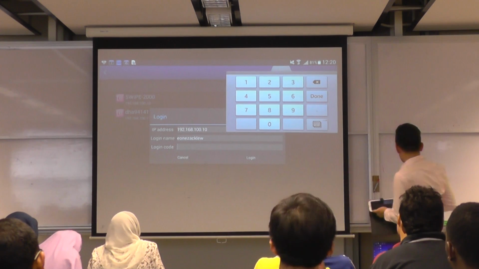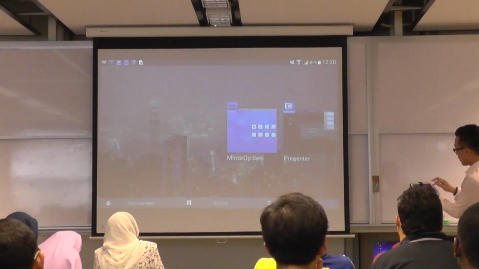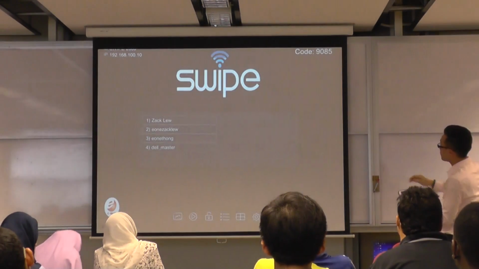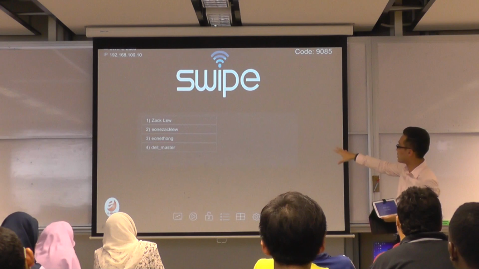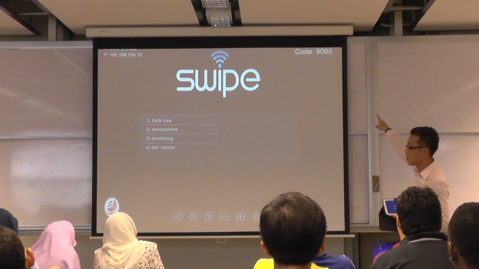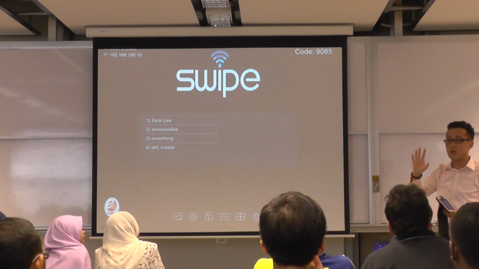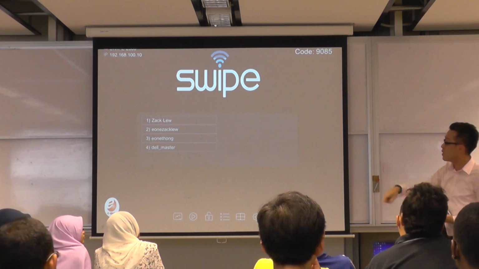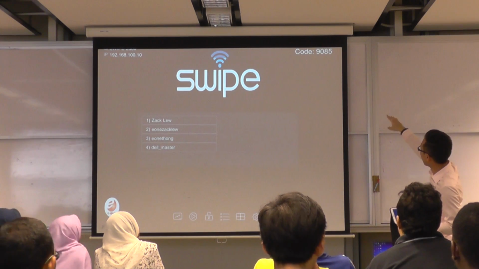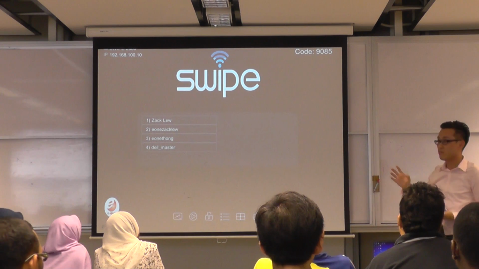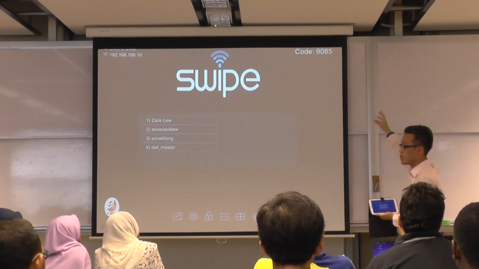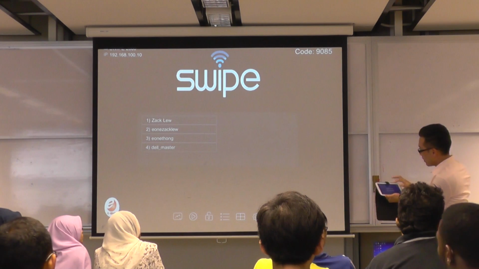So where can you find this login code? Alright, ladies and gentlemen, the login code will be here, on the main screen. You can see this code on the top right corner, right? So you don't need to remember the code. What you need to do is come into the classroom, look at that, today is 9085, and key that in. Later it might change, so you don't need to remember it, okay?